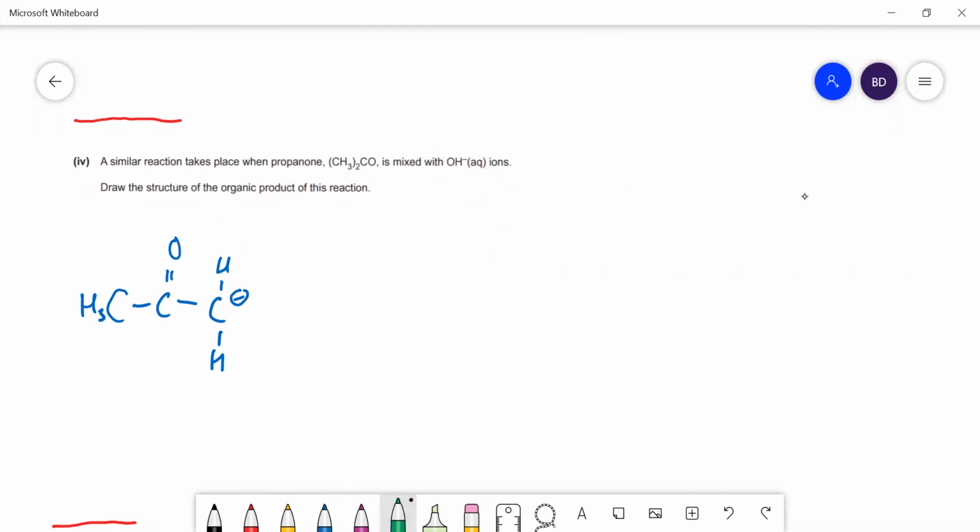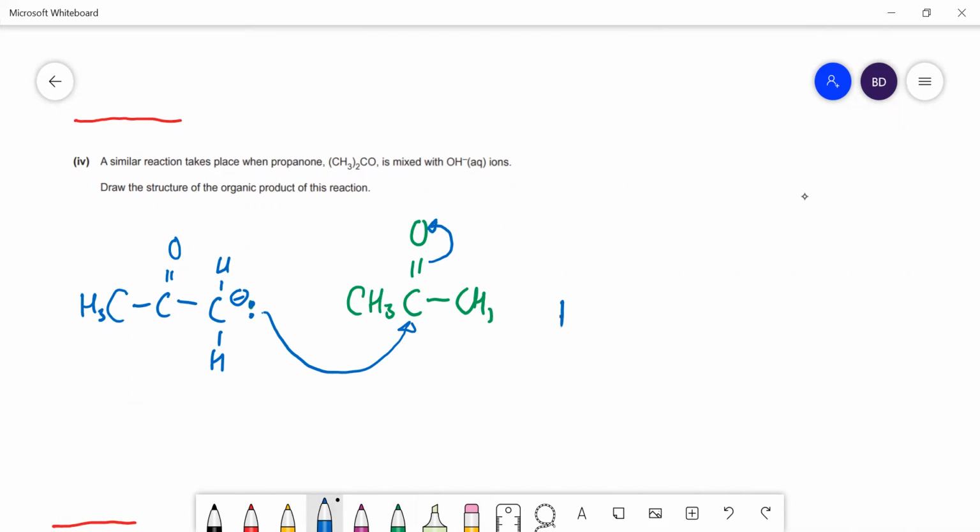And let's draw a different color propanone here. What's going to happen is that pair of electrons is going to form a new bond, carbon-carbon bond to that, and then that pair of electrons is going to go on the oxygen. That's going to pick up a proton. So the final thing is going to look like this.